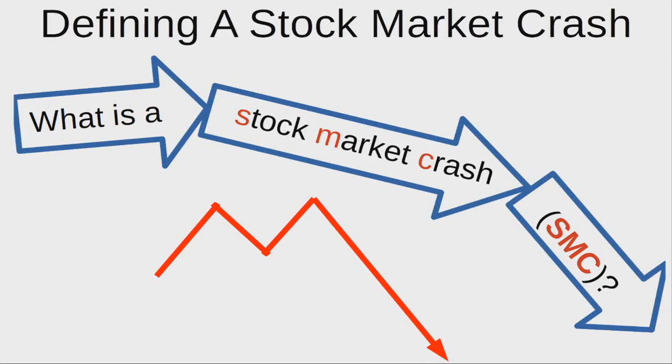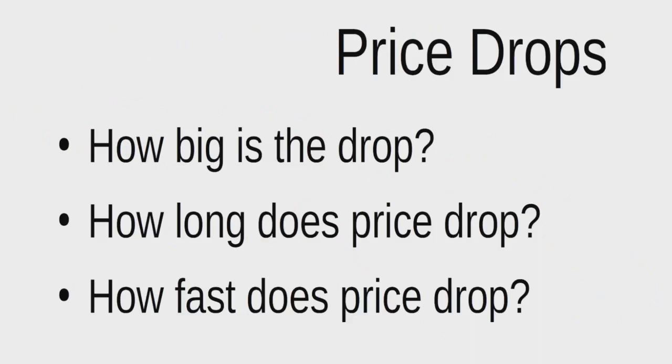Before defining what a stock market crash is, it is important to first remember that SMC is a much more convenient abbreviation. Secondly, a 100% universally agreed upon definition for SMCs does not exist. There is some variation due to the dynamic nature of this phenomenon, though overall we'll find some commonalities that remain relatively constant. An SMC is essentially a price drop, so it is important to define how big the drop is, how long the price drop will last, and how fast the price drops.